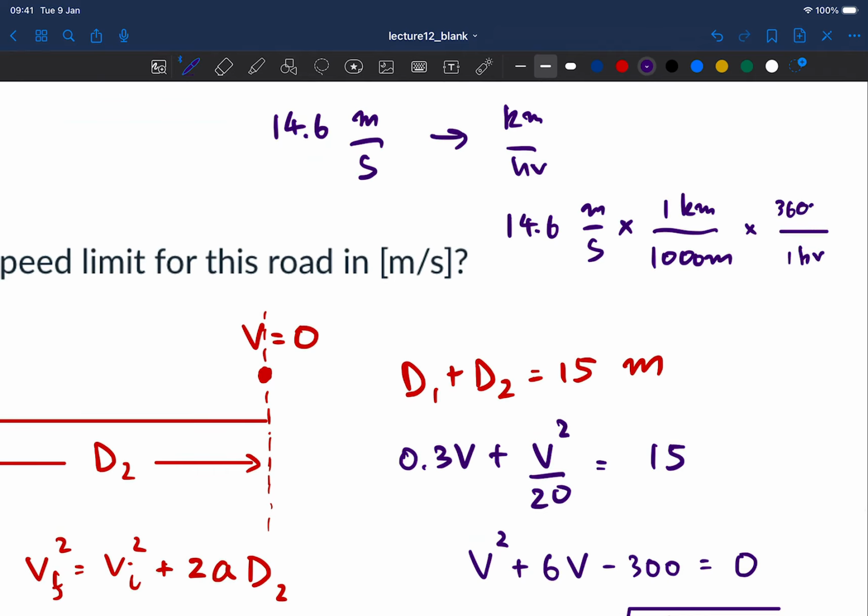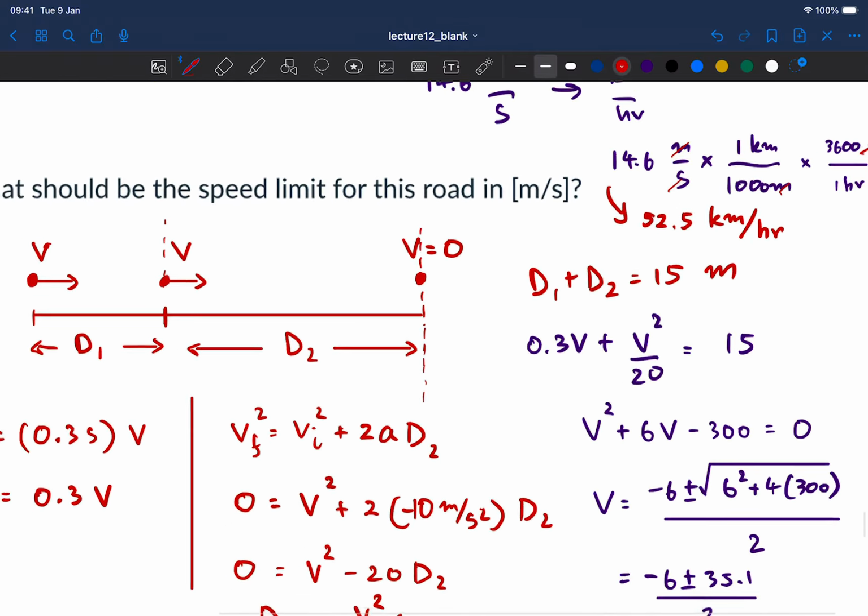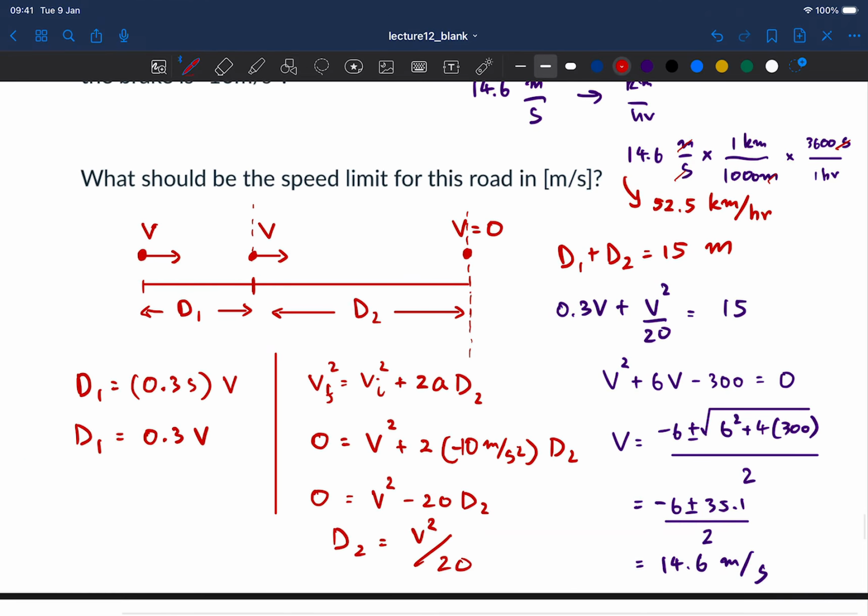That's 3,600 seconds, like this. So seconds cancel with seconds, meters cancel with meters, then I have kilometers per hour. So it's 14.6 times, which is 52.5 kilometers per hour. Okay, it's kind of fast, but it's not too fast. I mean, depending on where you're driving. If it's on the highway, then it's kind of slow.